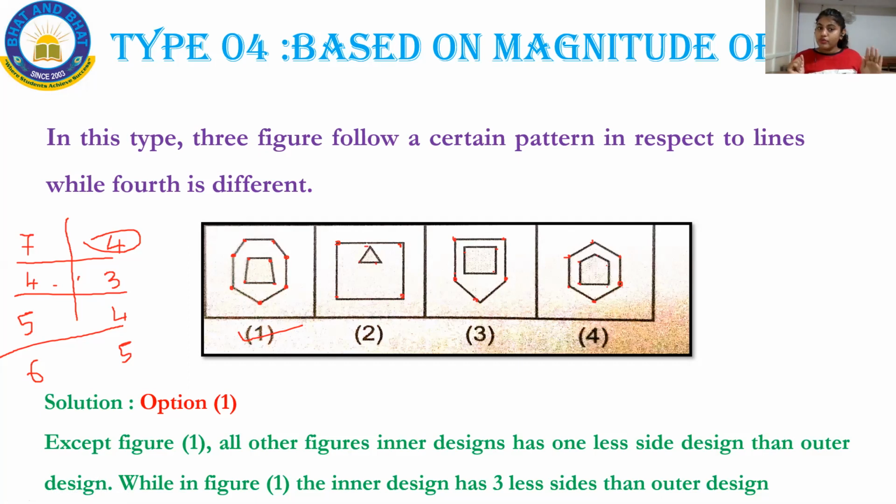In option 1, the outer figure has 7 sides and the inner figure has only 4 sides. In option 2, the outer figure has 4 sides and the inner figure 3, so 4 minus 1, it is 3. In option 3, the outer figure has 5 and the inner figure 4, so 5 minus 1, 4. In the fourth one, the outer figure has 6 sides and the inner figure 5 sides. So the answer is option 1.